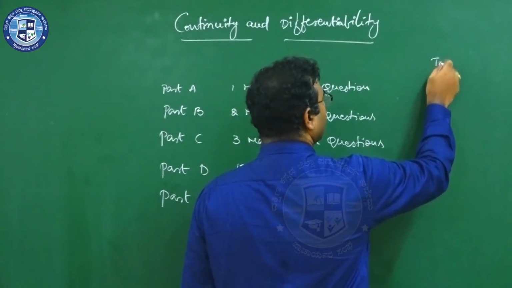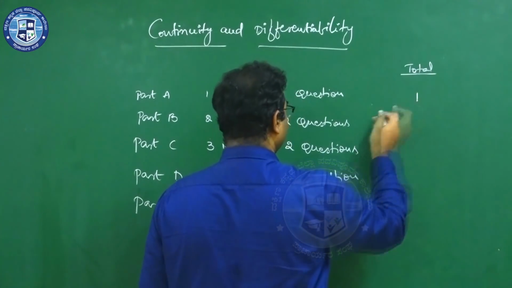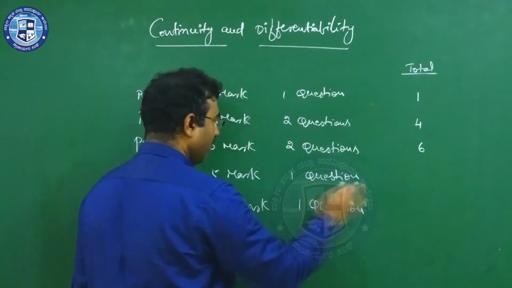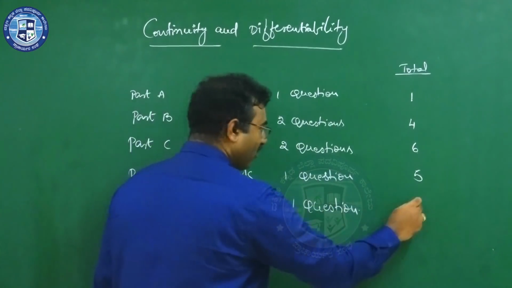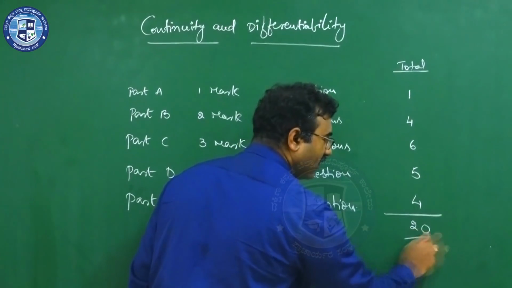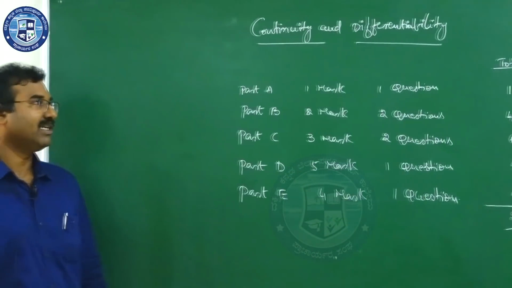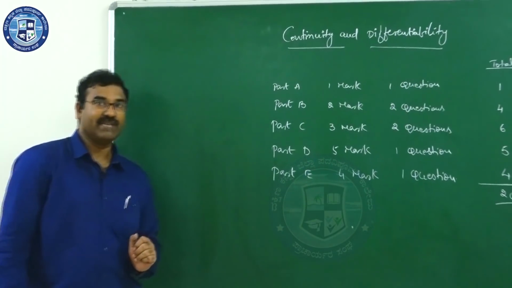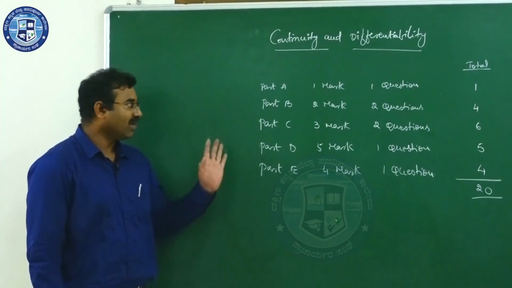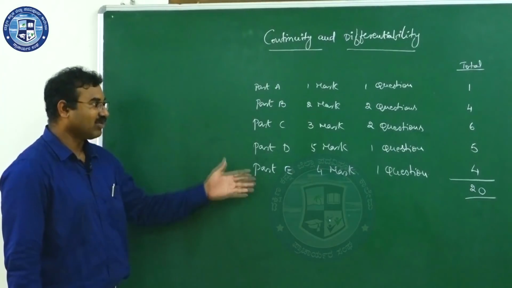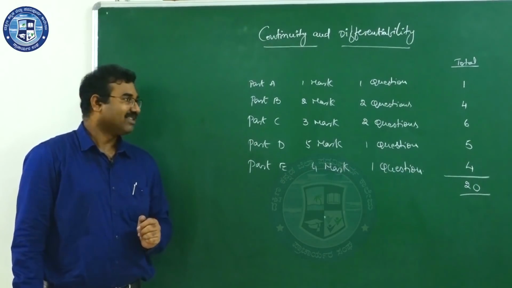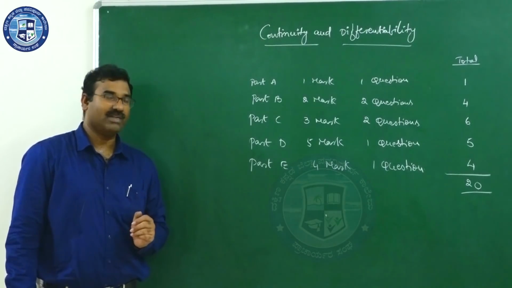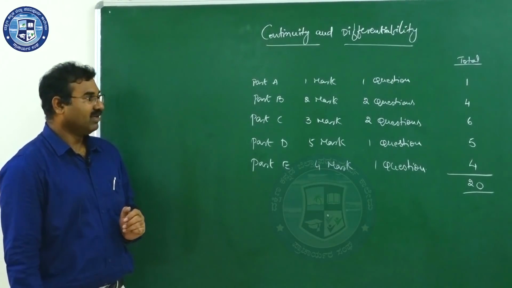So totally you will get 1 mark, 2 into 2, 4 marks, 2 into 3, 6 marks, 1 into 5, 5 marks, and 1 four mark question. Altogether you are getting 20 marks from this topic. It is such an important topic. It is one of the topics that appears in all the parts of the question paper. As per the PU board rules, it is 19 clock hours of teaching.